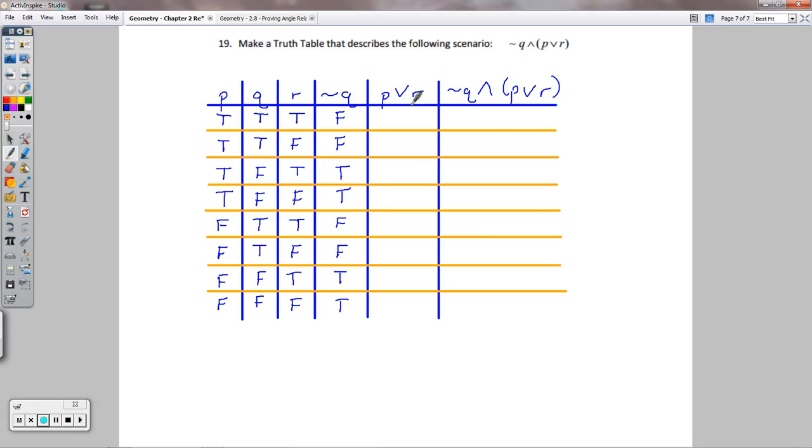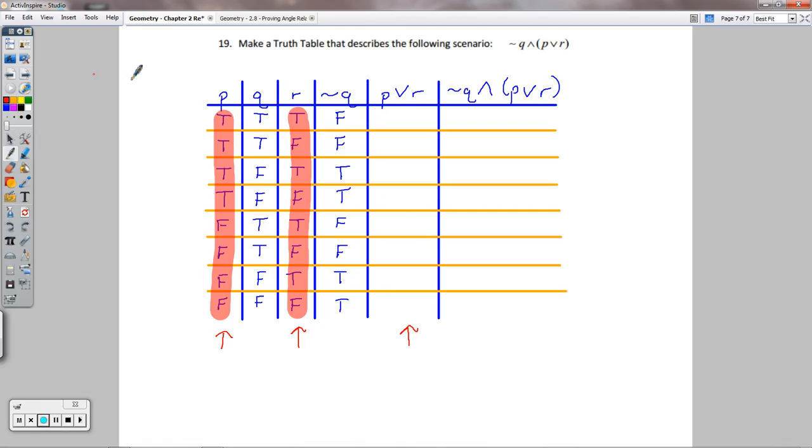P or R, I'm going to take this one and this one to give me that column right here. So look at these ones together with these ones. I'm going to highlight that just to make it even easier to follow along, I hope. So I'm looking at this one and this one to determine this column right now.